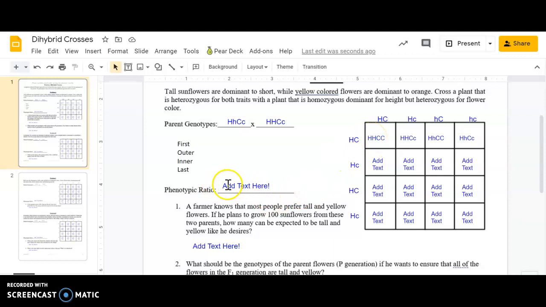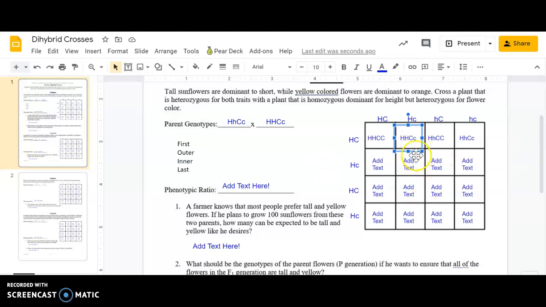First of all, notice I don't ask you for the genotypic ratio because there would be so many different combinations, right? Now that we have 4 different alleles we're playing with, you're going to have a lot of different combos. I'm only asking you for the appearance, so phenotypic ratio. And so if we look at this one here, big H, big C, big C. Well, we know H is dominant for height, so these are tall flowers, and the yellow flowers are dominant, so these are tall yellow flowers.